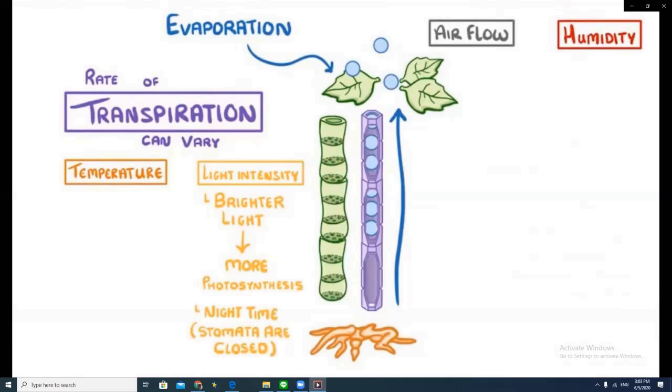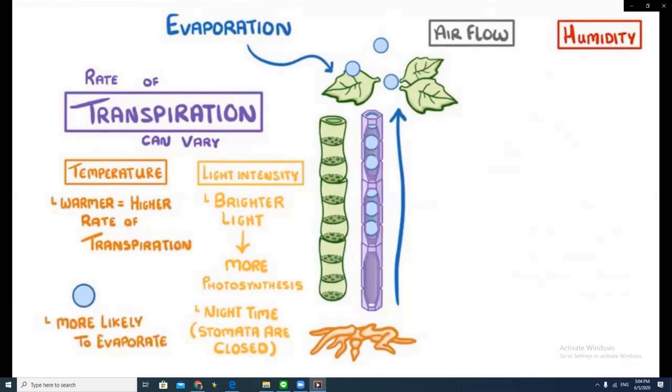Temperature: the warmer the temperature, the higher the rate of transpiration because the molecules are energetic, so they are more likely to evaporate faster.